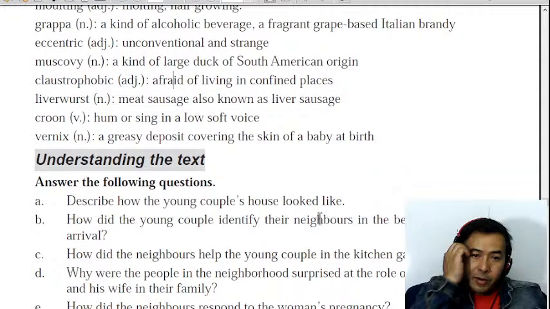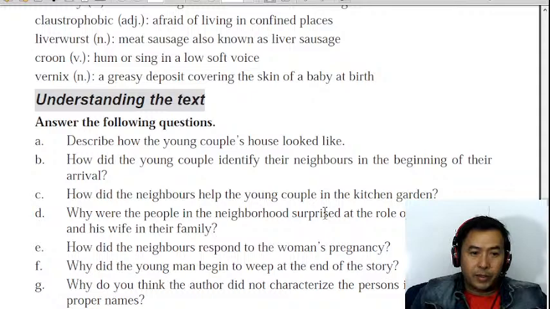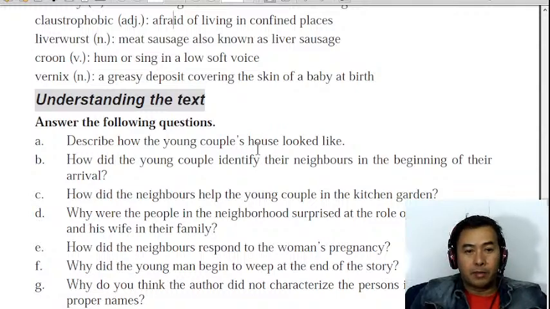Now we do have a number of questions, which I would obviously give a separate video for, the question answers. I'm not keeping a blog for myself, though if possible I'd make one; if not, maybe another video on YouTube for the question answers itself. For example: describe how the young couple's house looked in the backdrop at the beginning of the story itself. It's clearly mentioned there, the background setting of this house.